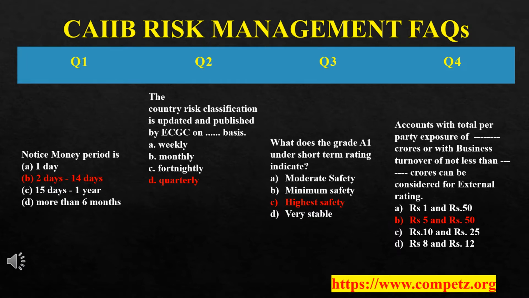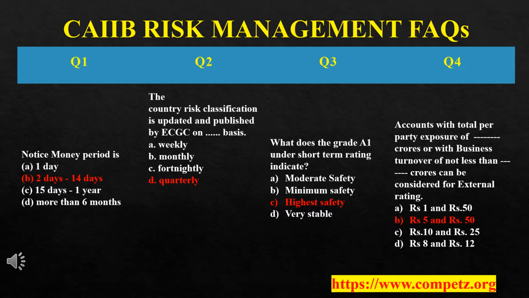anyone who is borrowing the money, let's say anyone who is borrowing with any limit, can get an external rating. The exposure limit of rupees 5 crore and the turnover cutoff of rupees 50 crores come into this picture only to calculate risk. The main objective is to calculate the risk weighted assets, that is the RWA, under Basel guidelines.